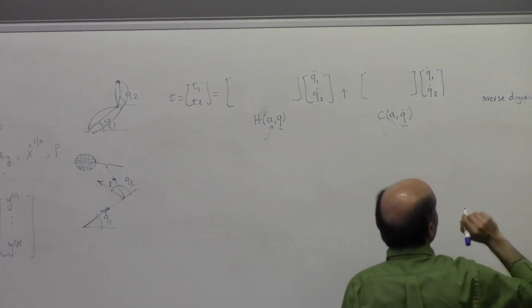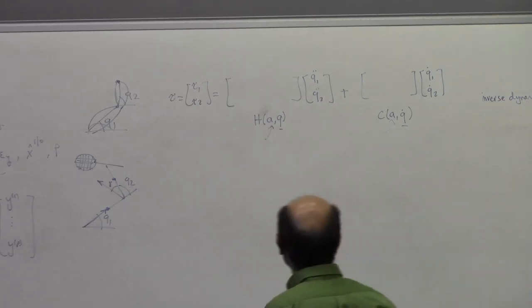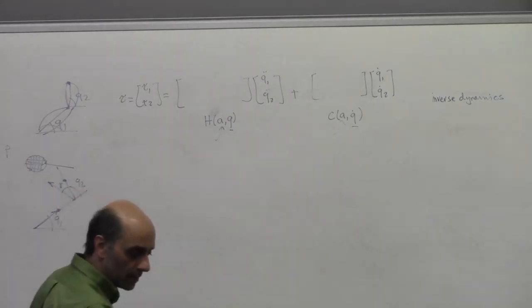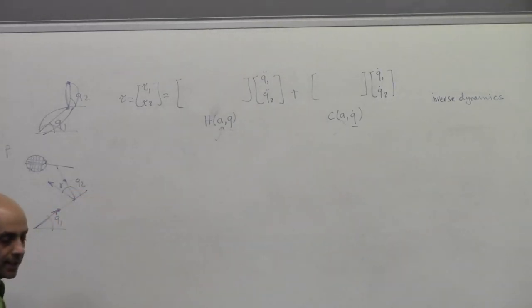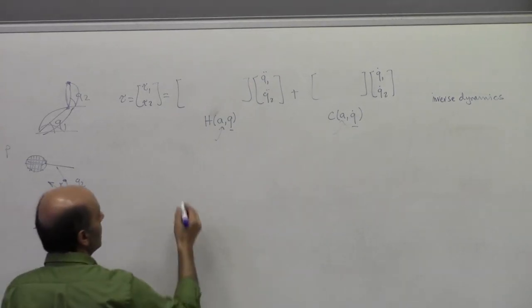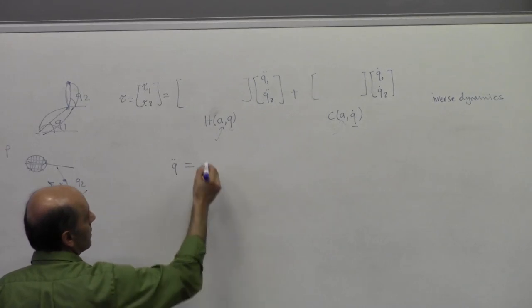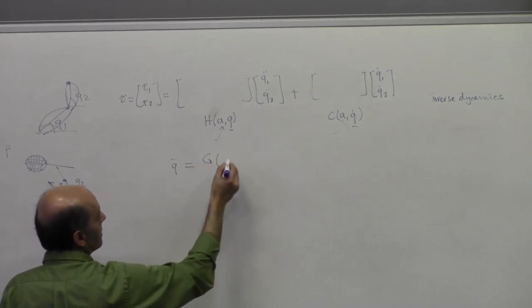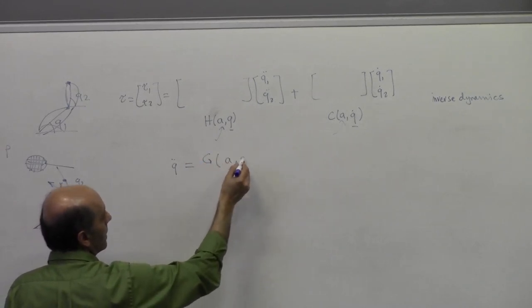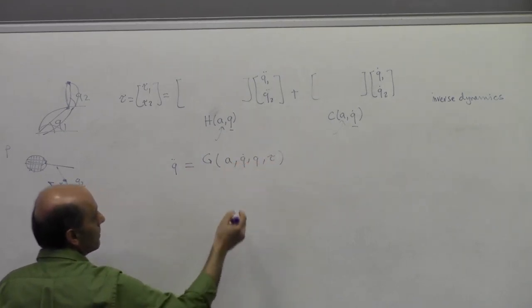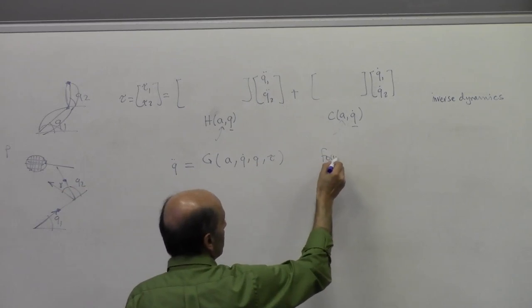Why is it called inverse dynamics? Because forward dynamics is the relationship between inputs, forces, and outputs, changes in states. So if we would write this equation in terms of Q double dot and how it depends on some function that has A in it, Q dot, Q, and torque in it, this would be called forward dynamics.